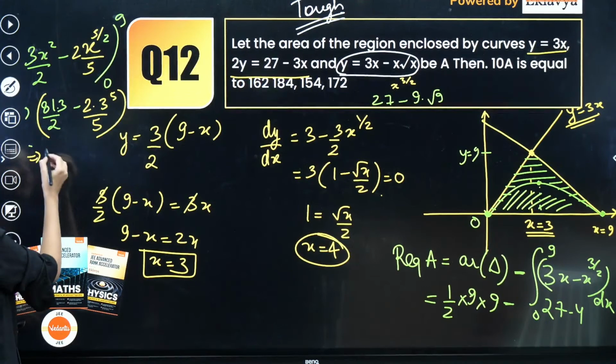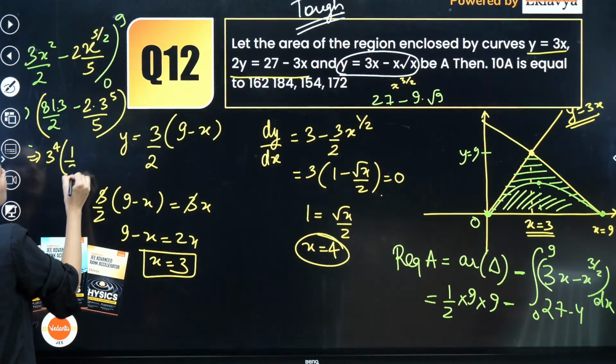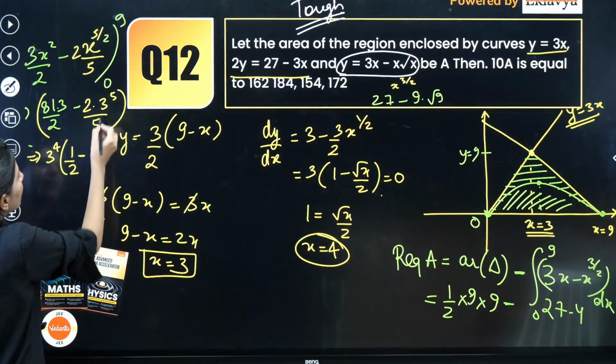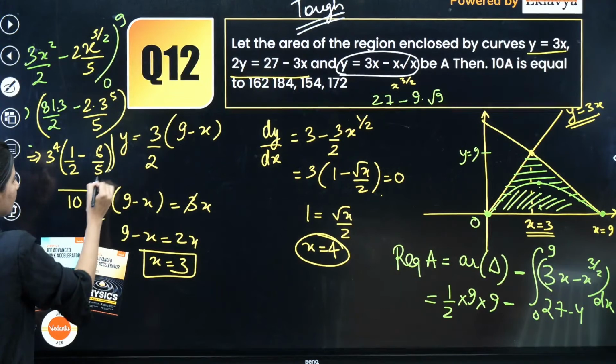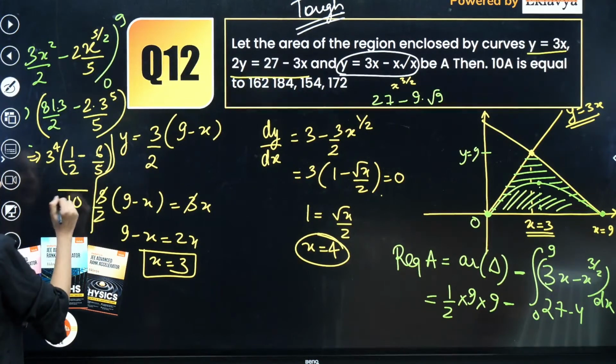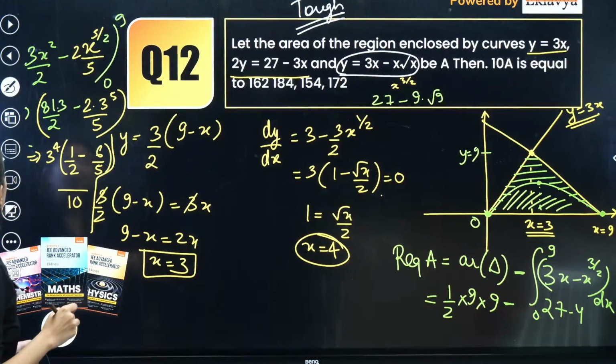This is 3 raised to power 4, that can be taken common. So I'm going to get 1 by 2 minus, 2 3s are 6 by 5. So this is 10, 5 minus 12, so 6 by 5, 2 by 5.